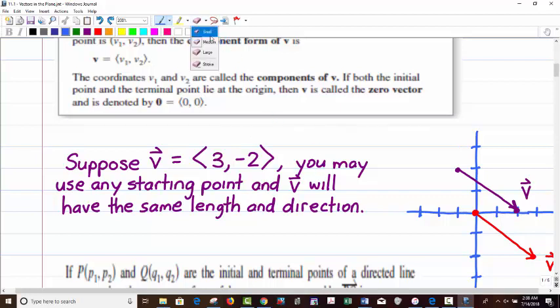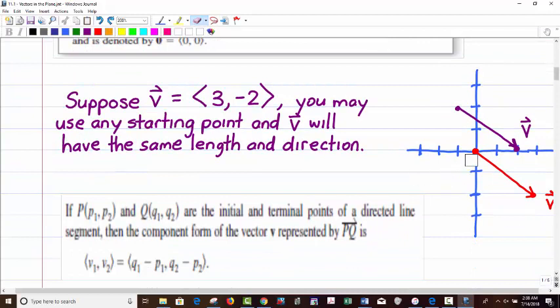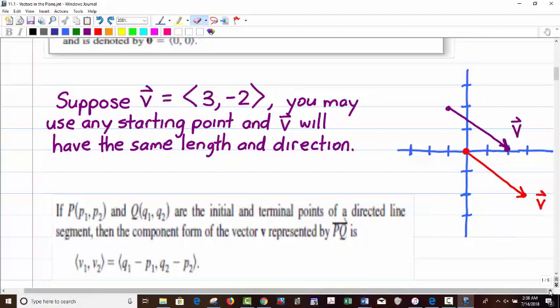So if you come over here, I just arbitrarily chose this starting point right there. If that was my starting point, the finishing point would be 1, 2, 3 units to the right, 2 units down. If I start at the origin, it'd be 1, 2, 3 units to the right, 2 units down. And those are both equivalent representations of vector V.